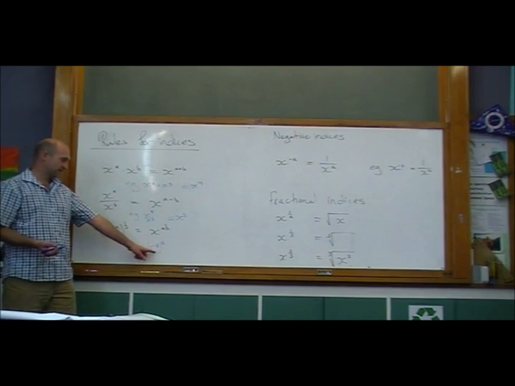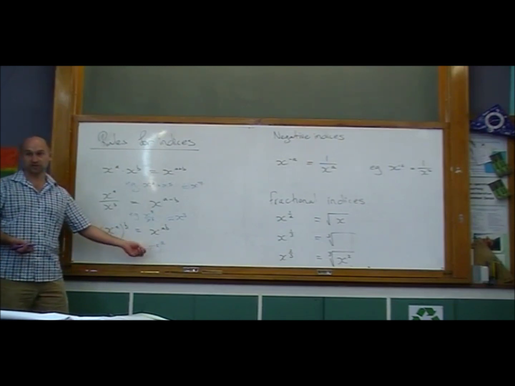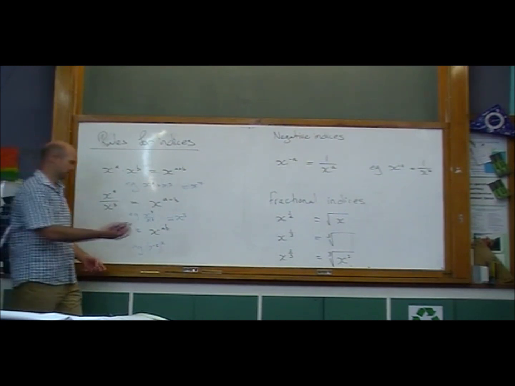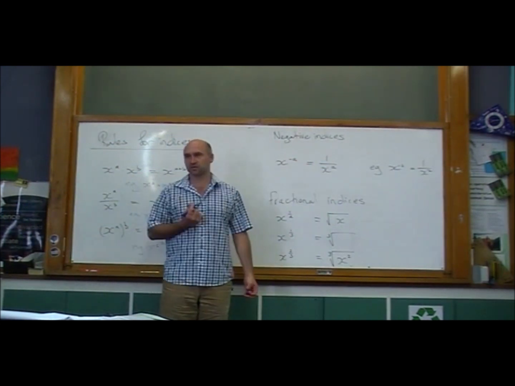And then x to the a to the power of b, we can multiply those two indices together. So, for instance, x to the power of 5 squared, 5 times 2, 10. Nice. This stuff here is the stuff that's a bit newer.